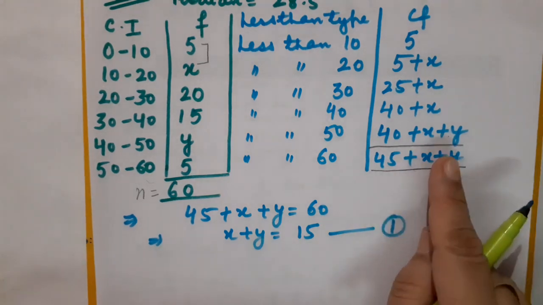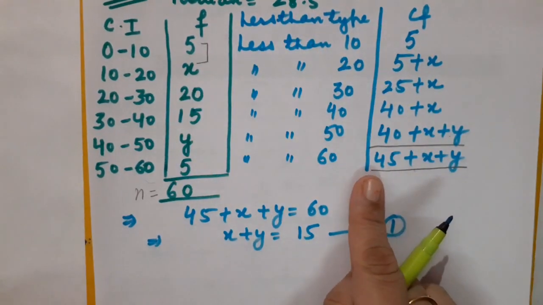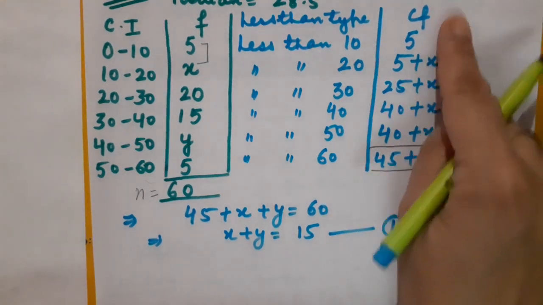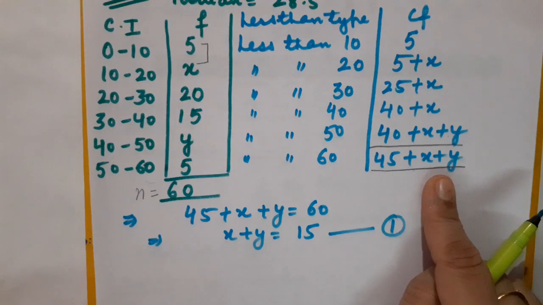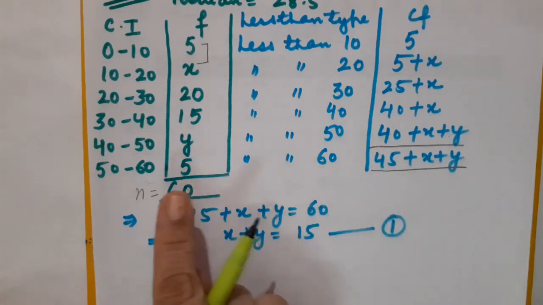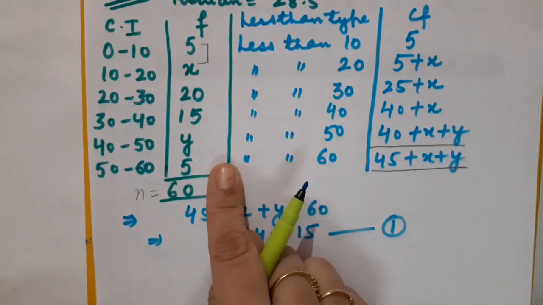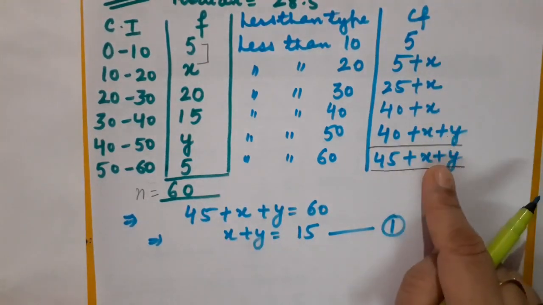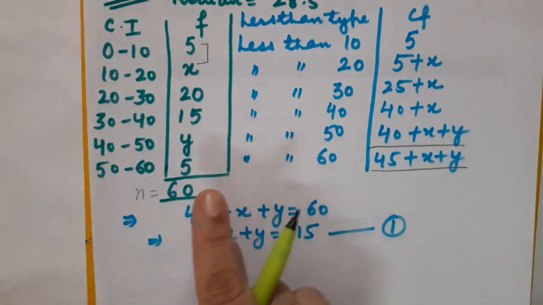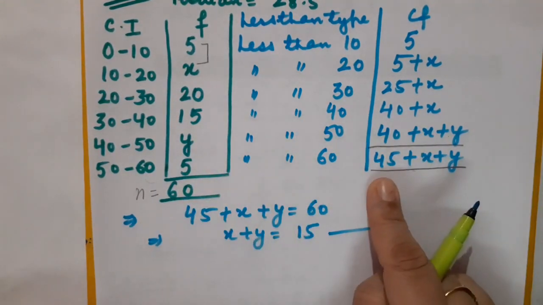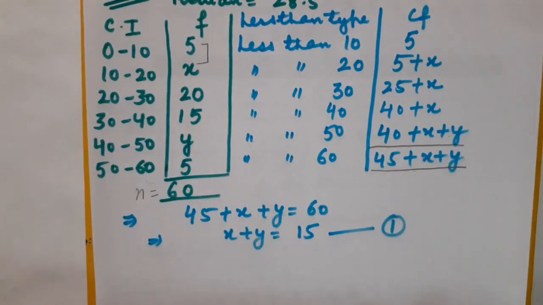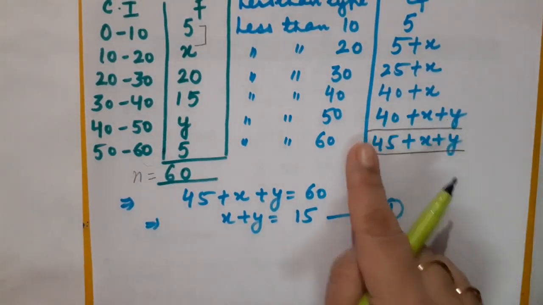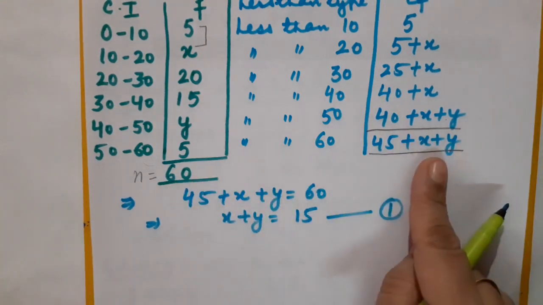So I repeat, whenever we are going to make a cumulative frequency distribution table using less than type, whatever will be the last cumulative frequency, that is always equal to the summation of all the frequencies. And we were actually getting it when at place of X and Y we will be having the numbers given. That I told you in my previous lectures. But here as X and Y both are unknown variables to us, so as per the rule we are just going to equate them.